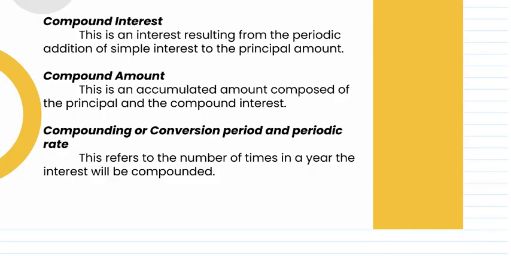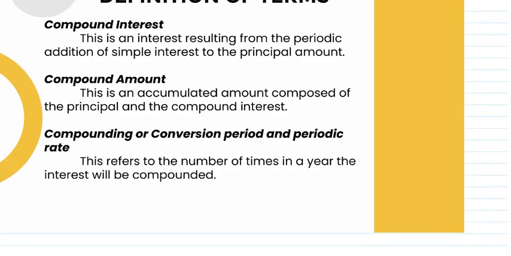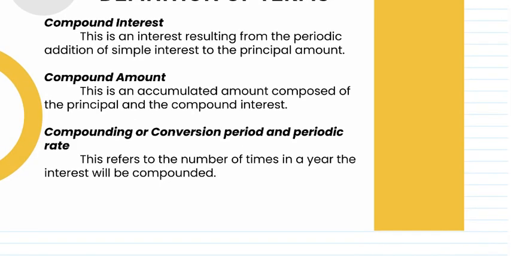So yung compound amount, this is an accumulated amount composed of the principal and the compound interest. So para siyang future value mo. So sometimes, for problems, it would be stated kung yung problem mo, yung context is all about doing compound interest, if it is asked there that you have to find the future value, it would be our compound amount or the accumulated amount. And then we also have what you call the compounding or conversion period or periodic rate.